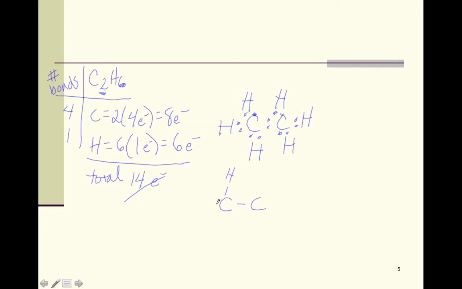If you want to go ahead and show this with the bonds not being dots, but the bonds being single lines representing single bonds, you can go ahead and do that. Technically, what I have up here is called Lewis dot. This is called a Lewis structure. Depends on what you're asked to do.